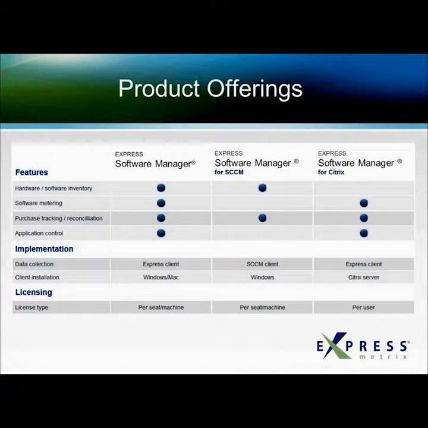That product uses our own client. Our own client is deployed out into your environment, and that client collects information from Windows and Mac environments, and it's licensed per seat or by machine. On the far right, Express Software Manager for Citrix is very similar to the flagship product, except it does not include hardware and software inventory. It's designed to collect usage data, associate that usage data to end node devices that are actually connecting to Citrix servers and Citrix farms, and then do license analysis and license compliance based on that type of usage. And we use our own client in that case, and it's licensed a little bit differently. It's licensed per user in that situation.